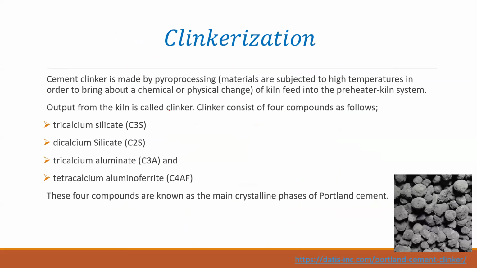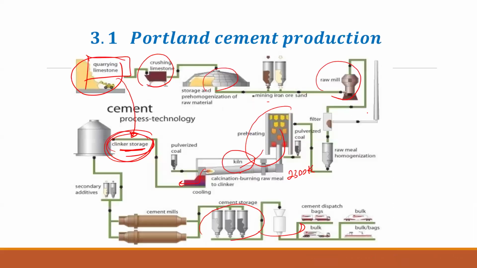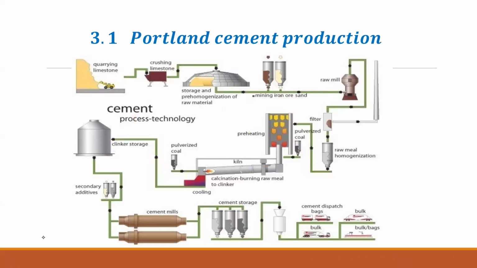Output from the kiln is called the clinker. Clinker consists of 4 components as follows. But before that, I wanted to tell you about preheating, which is used to save energy.